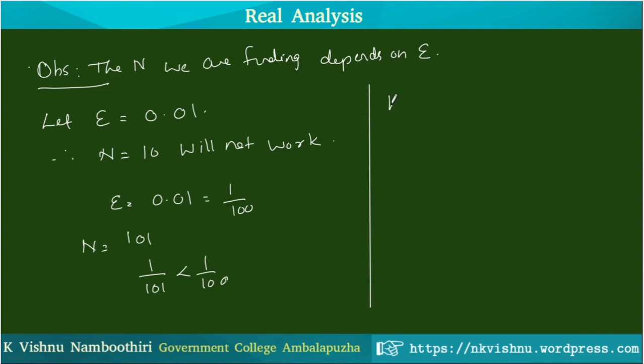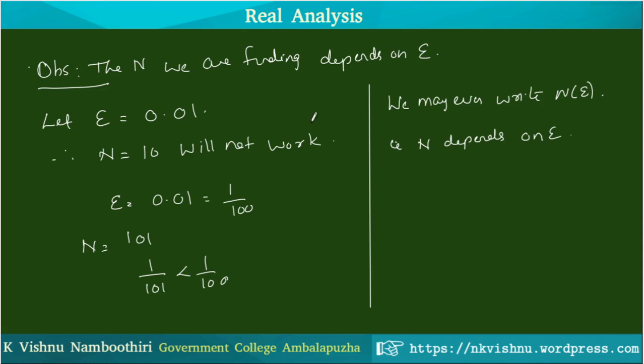So we may even write N of epsilon instead of simply writing N, to show the dependence, that is, N depends on epsilon, or N is a function of epsilon. That is the most correct word to use. N is a function of epsilon.